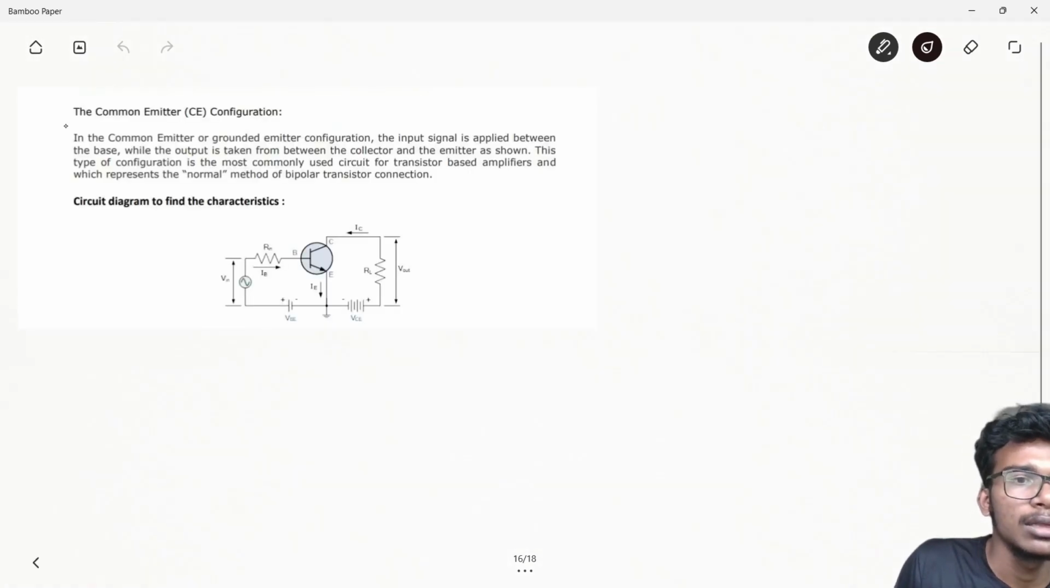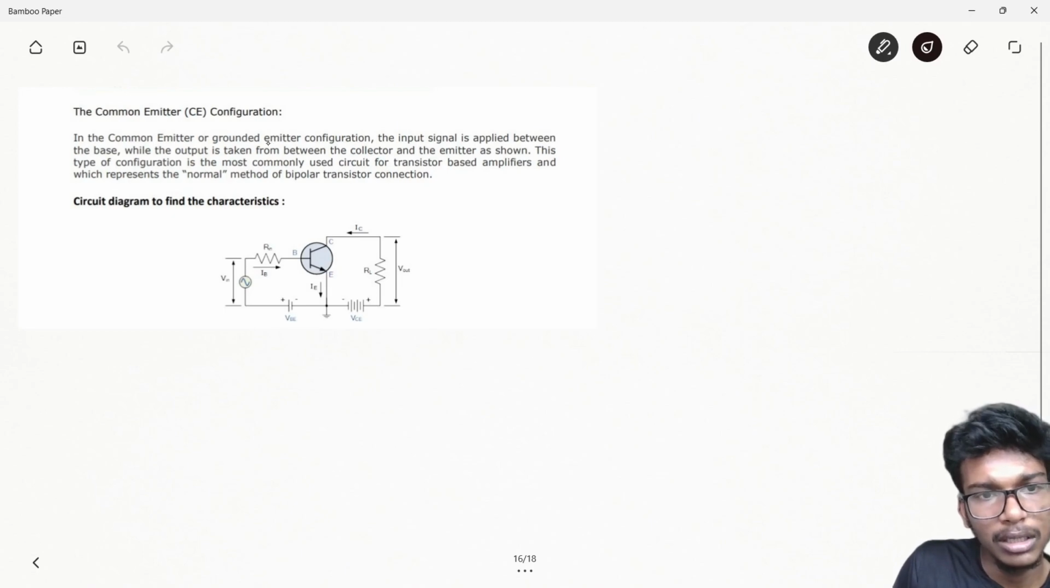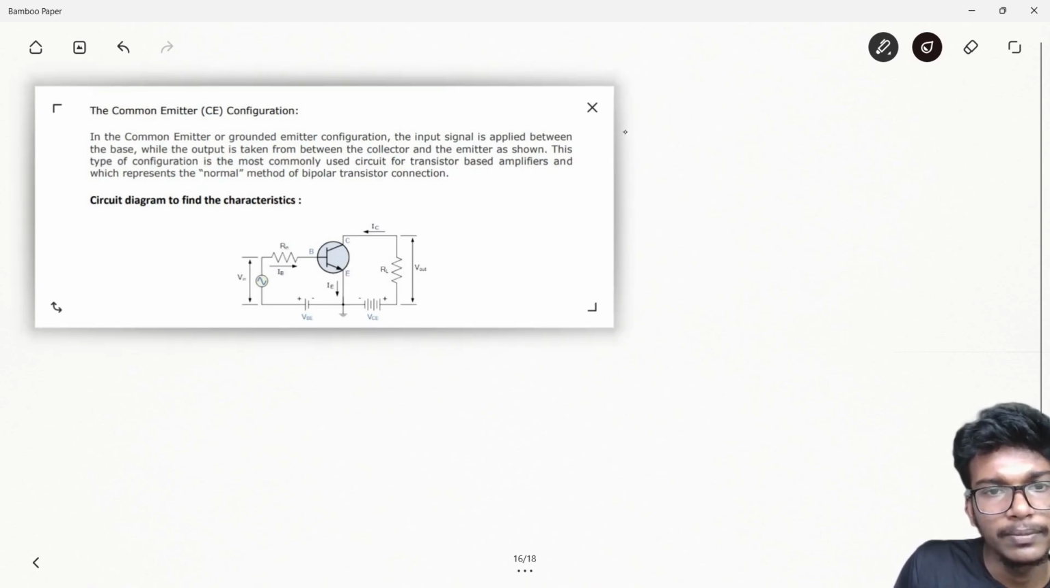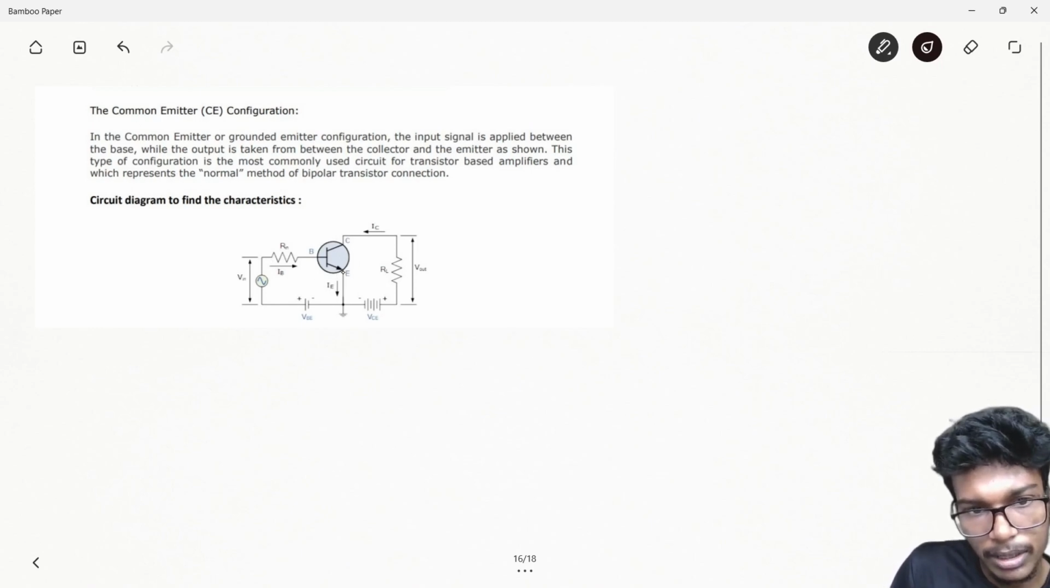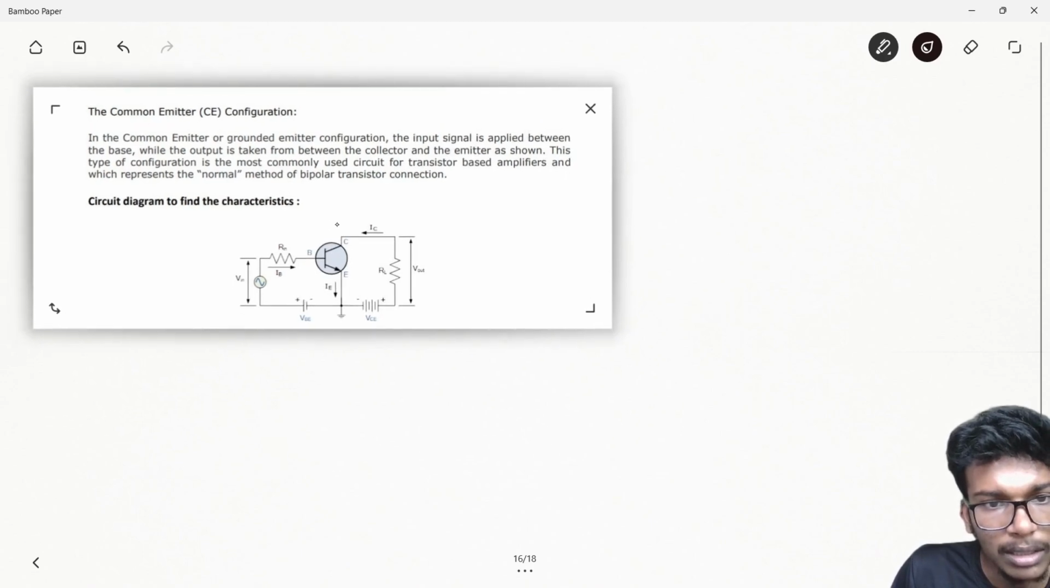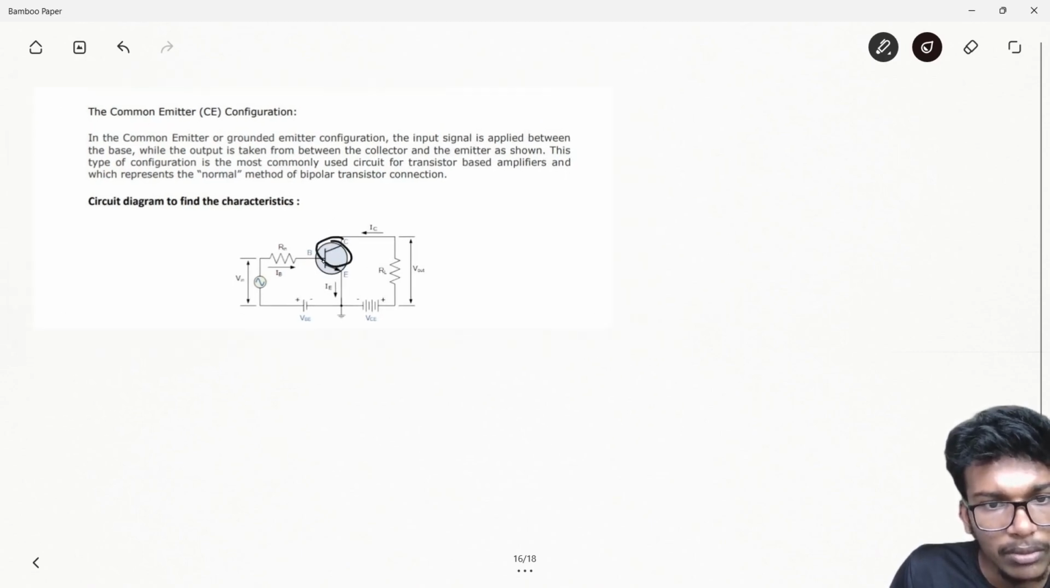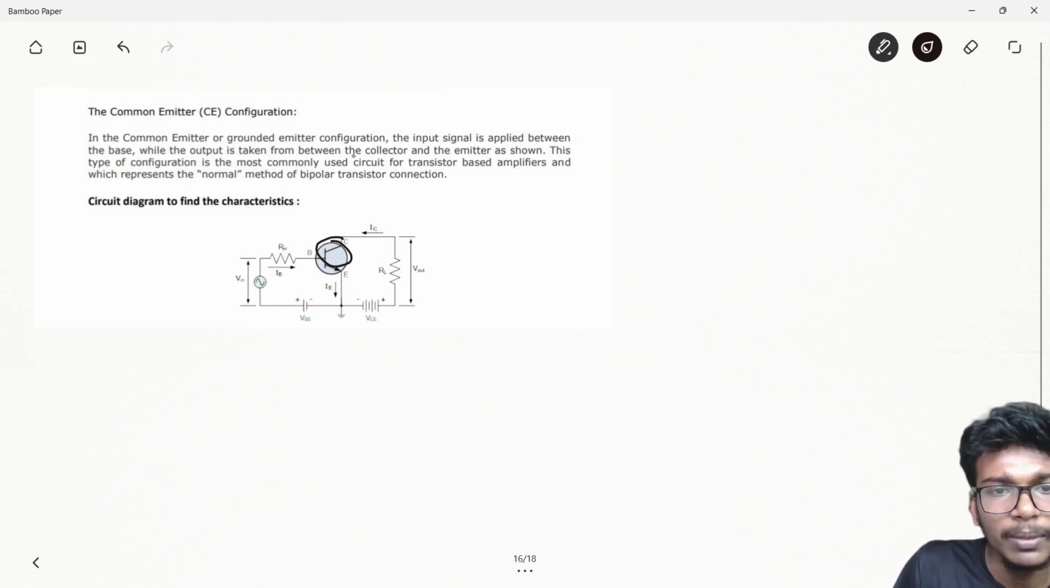If you are going to consider the common emitter configuration, the grounded emitter configuration, the input signal is applied to the base while the output signal is taken between the collector and the emitter. Just see, in common emitter, the emitter will be grounded, right? Emitter is being grounded. And now we are taking the input signal from the base and we are collecting the output from here, as shown in the figure.